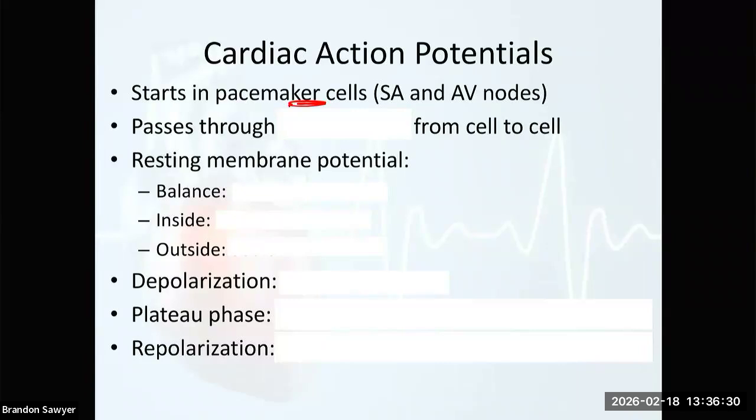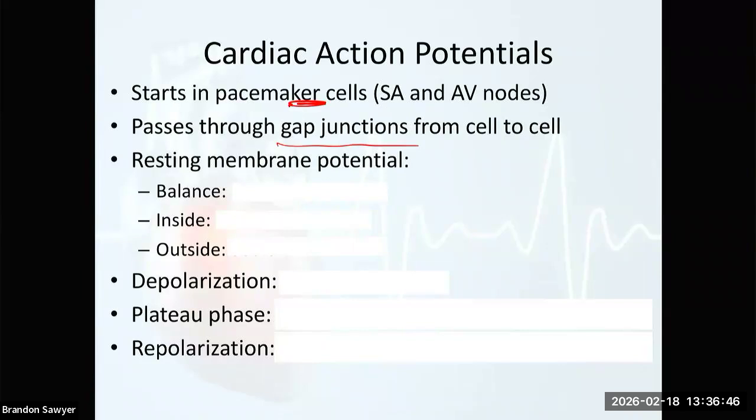And so it starts there in the heart, and then it passes through those gap junctions that we've been talking about. Right, it goes from cell to cell to cell. So we don't need to activate every single little cardiac muscle cell along the way. It just spreads from the top of each chamber to the bottom of that chamber.